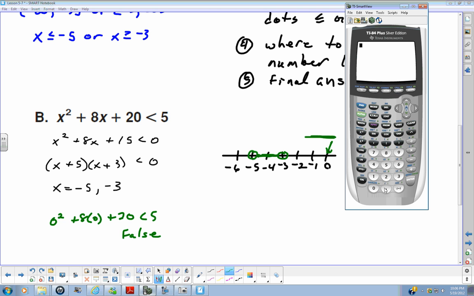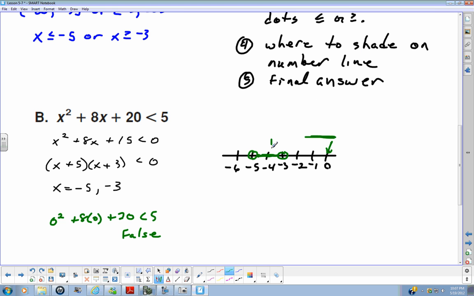That should be negative 4. So let's try negative 4 and square that. Plus 8 times negative 4 and plus 20. And is that less than 5? And it's equal to 4, so it is less than 5. So then that's a true statement between these points. So my answer is going to be between them. So I'm going to have this area, like I did here, shaded in.